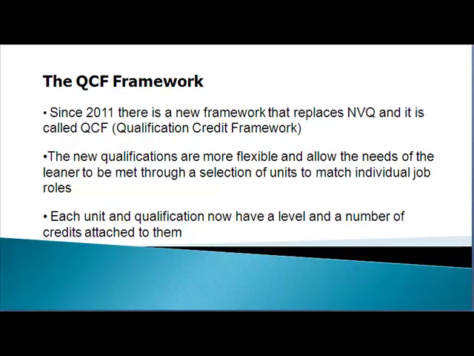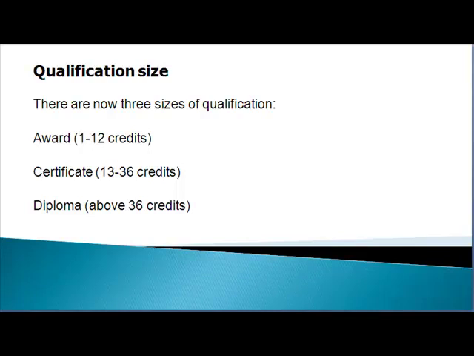So how does this work? First of all, we have the qualification size. There are now 3 sizes of qualification: an award, certificate and diploma. As you can see, each one has a different number of credits that need to be achieved for them to be obtained. So the award has 1 to 12 credits, certificate 13 to 36 and diploma above 36 credits.